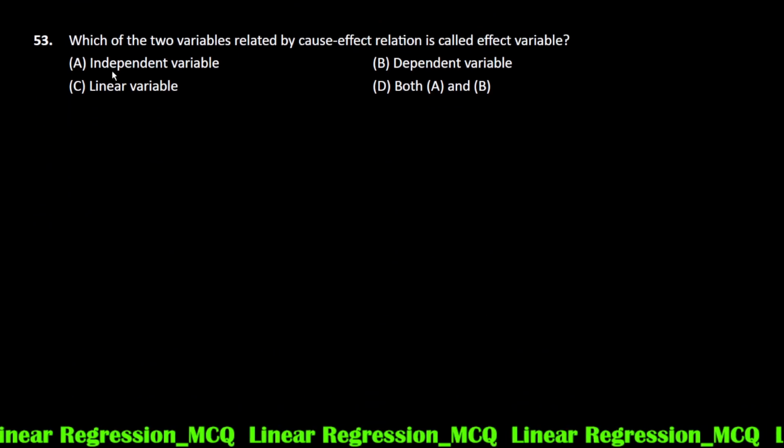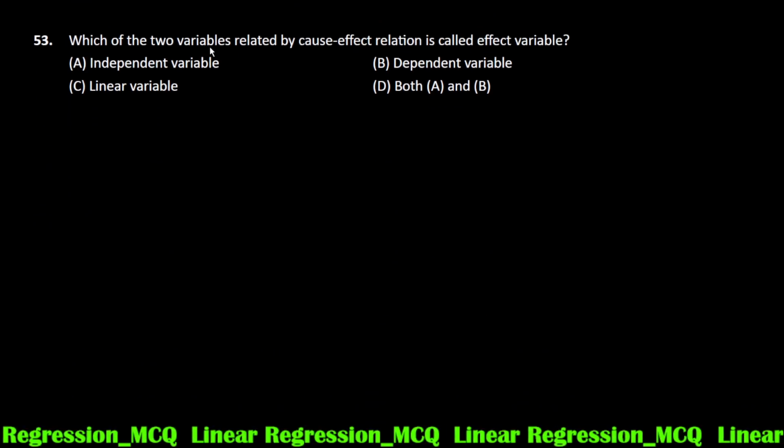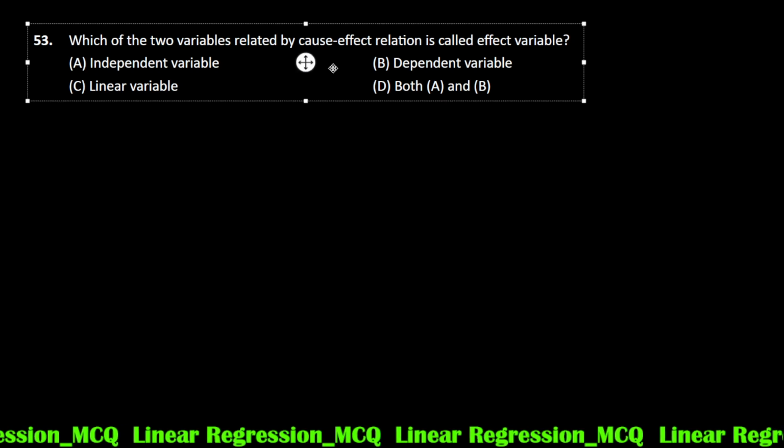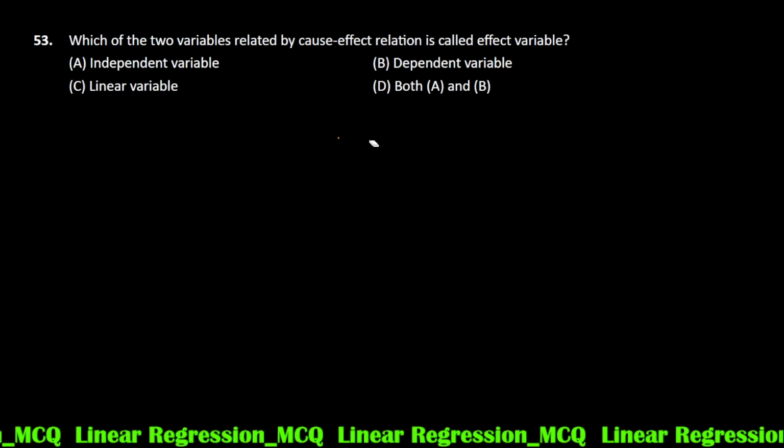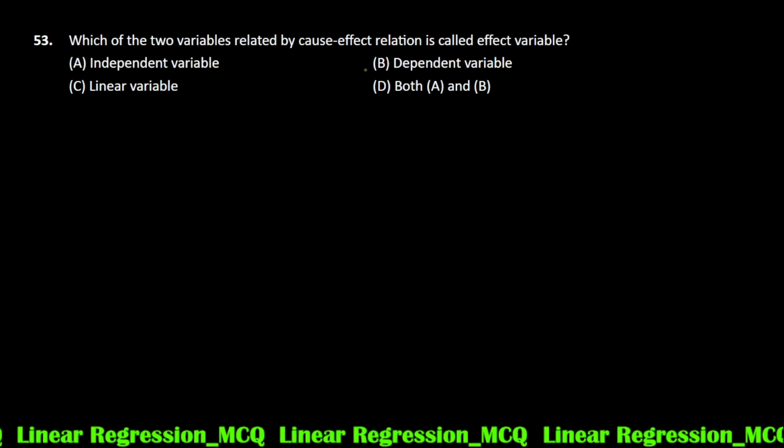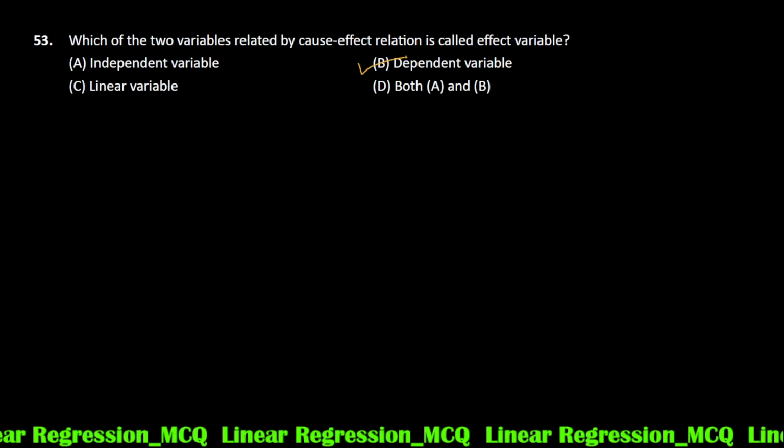And 53, which of the two variables related by cause effect relation is called effect variable? Okay, effect variable is dependent variable. Option B is correct.